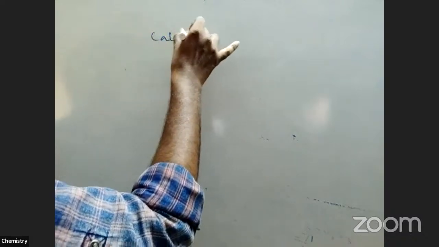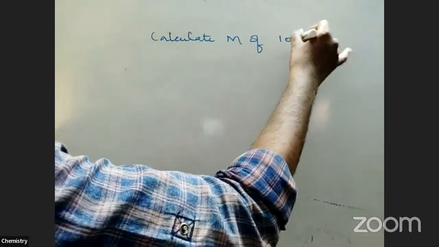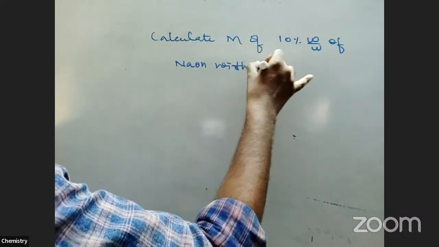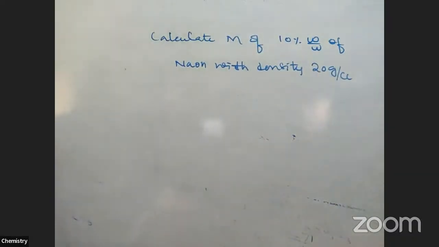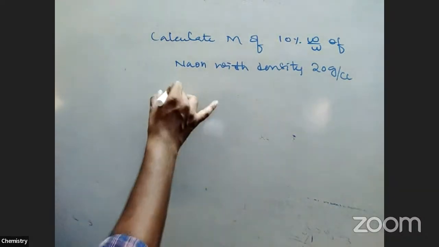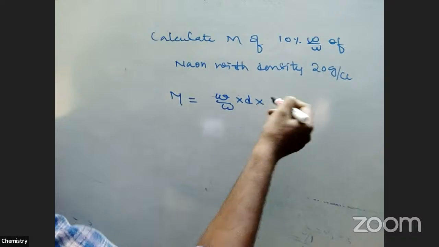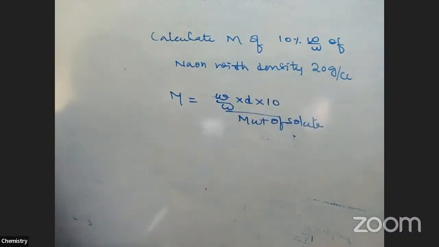Okay. And next, calculate molarity of 10% weight by weight of NaOH with density 20 grams per cubic centimeter. Find out the molarity of 10% weight by weight sodium hydroxide with density 20 grams per cubic centimeter. Molarity is equal to, the formula is weight by weight percentage into density into 10 by molecular weight of solute. This is the formula we use.